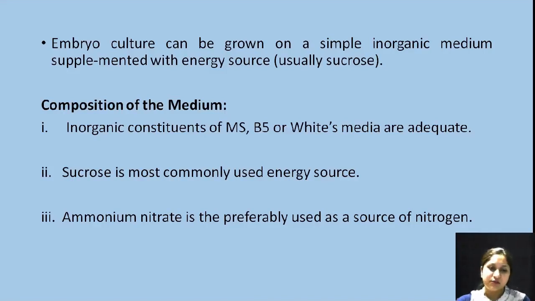The basic composition is inorganic constituents of MS media, B5 or White's media, which are adequate. MS, B5 and White's media are available in the market, so you can bring them, make the media, and start growing the plant in it. You just put your explant in aseptic conditions, of course. Next, we are adding sucrose as an energy source. Next is ammonium nitrate, which is preferably used as a source of nitrogen, sorry.